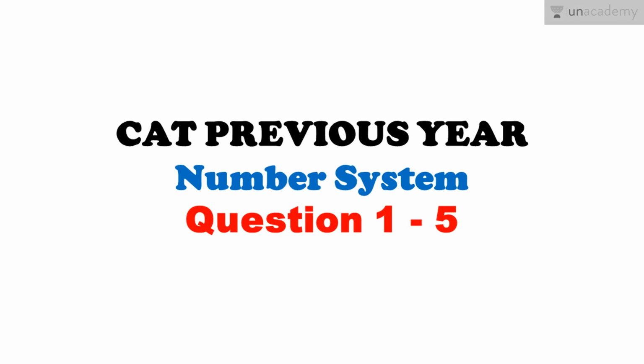So this is CAT previous year number system question 1 to 5. आपको करना क्या चाहिए, जैसे ही कोई क्वेश्चन दिखता है और इन दिस यू विल गेट क्वेश्चन फ्रॉम 1 to 5, देन 6 to 10 एंड सो ऑन. सो बिफोर सॉल्विंग और वॉचिंग इट सॉल्यूशन, pause the video and solve it by yourself, right?